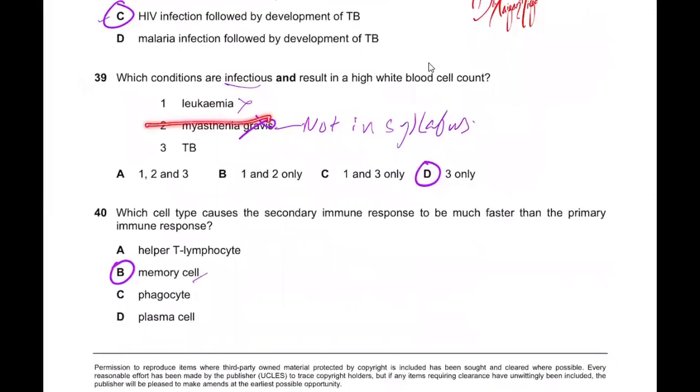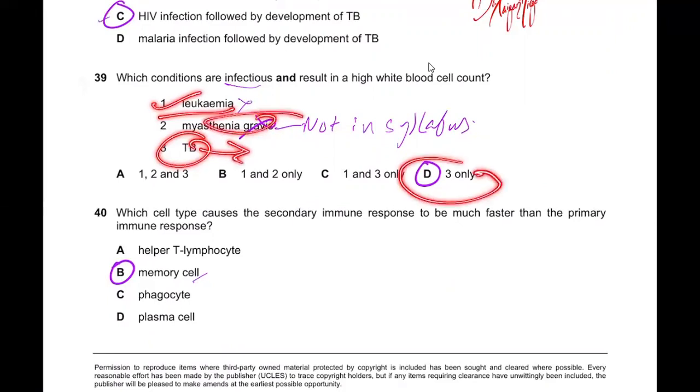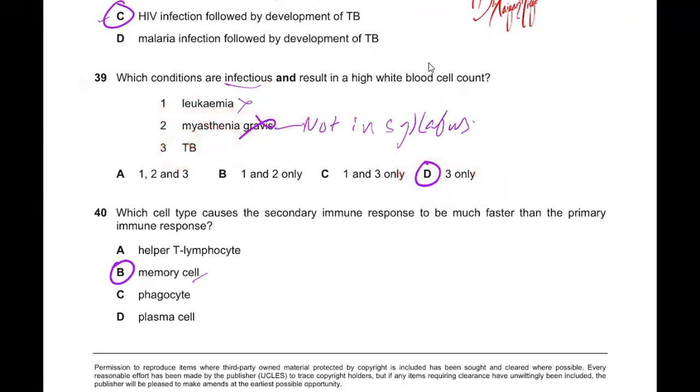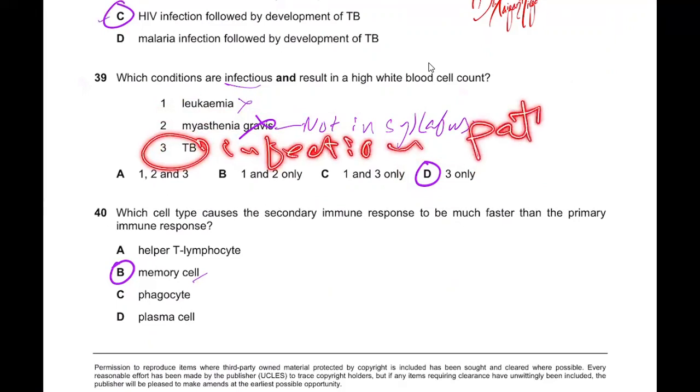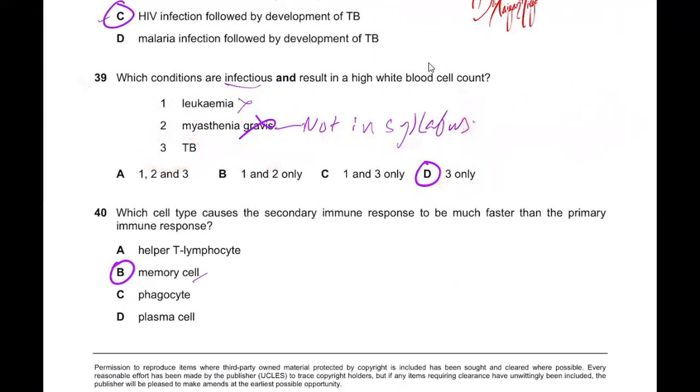Now, myasthenia gravis is not in our syllabus anymore. Leukemia is blood cancer. So the only infectious disease is TB. The question cannot come with myasthenia gravis, but yes, they may give some information about myasthenia gravis and reframe the question. So you just need to identify which of these is an infectious disease where a pathogen is involved. So recall which disease has a pathogen involved and you mark that as the answer.